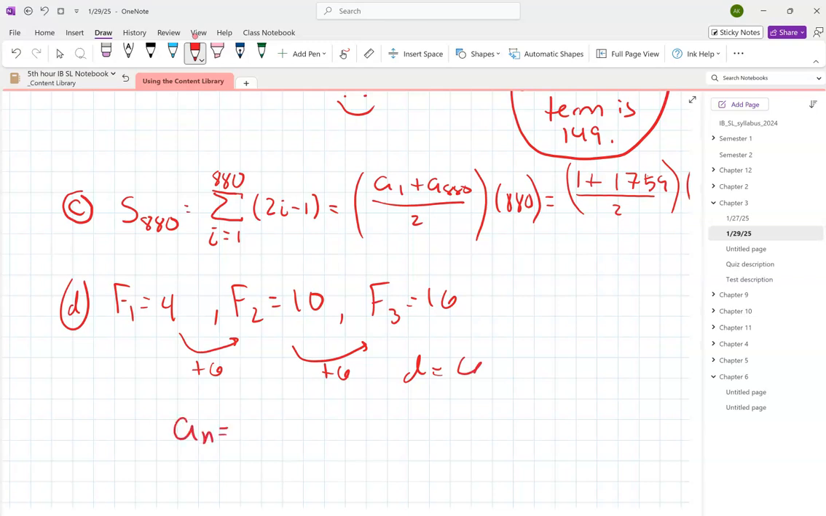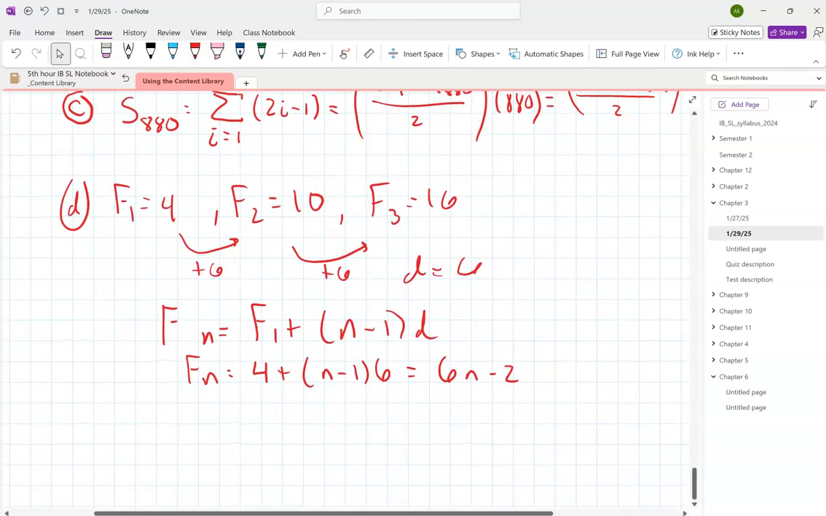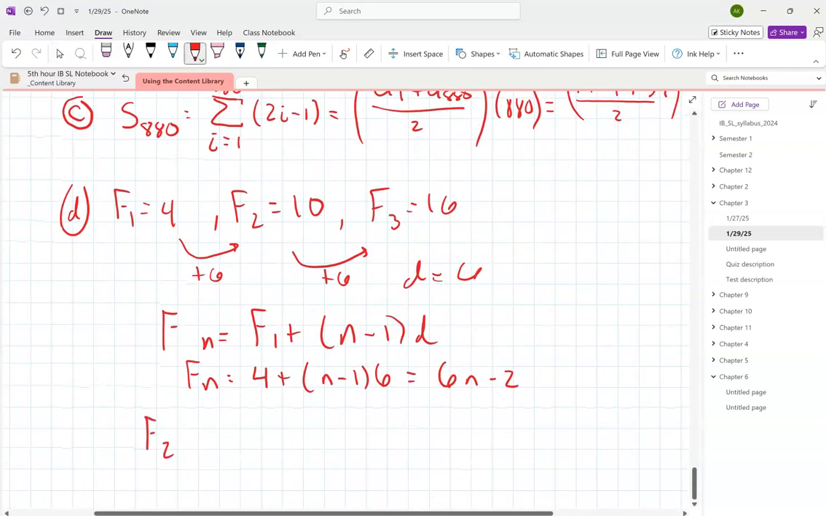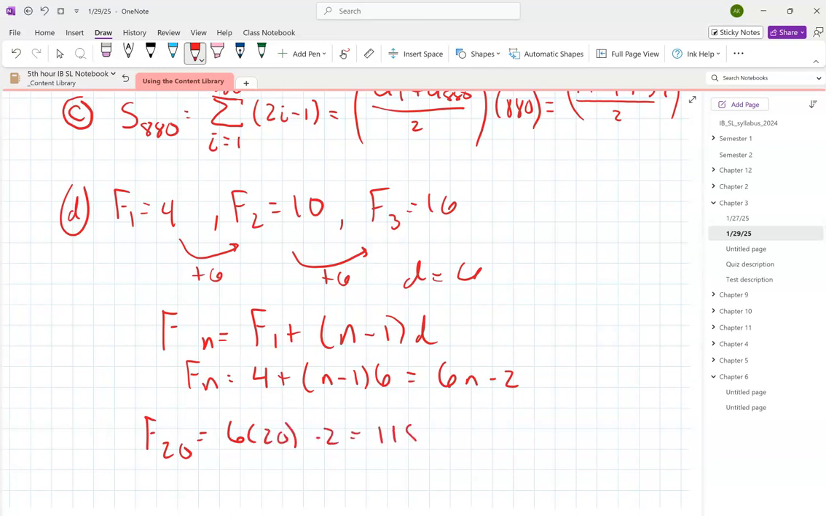So I'm going to go ahead and write my formula. Oops, I guess these are supposed to be F's. So Fn is 4 plus n minus 1 times 6, or 6n minus 2. So F20 would be 6 times 20 minus 2, or 118.